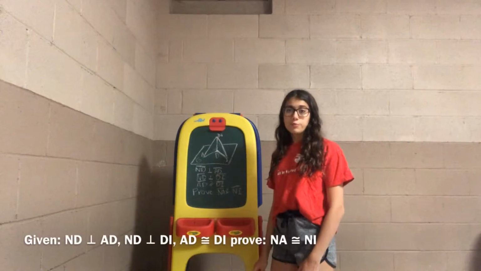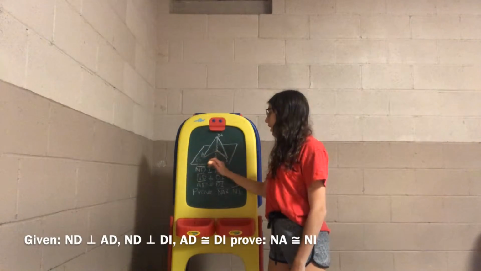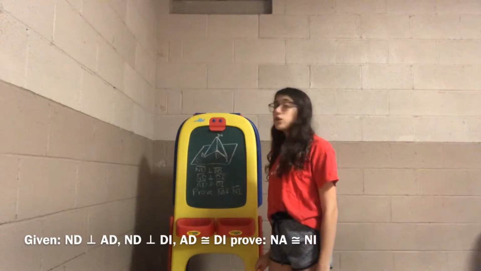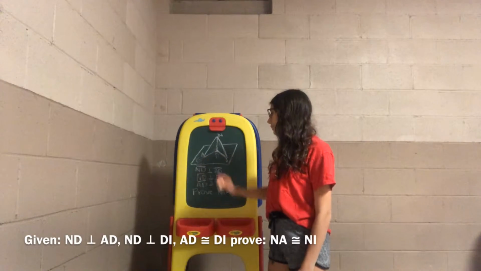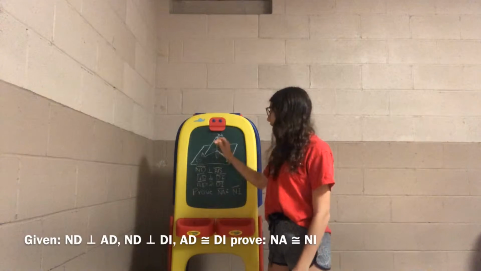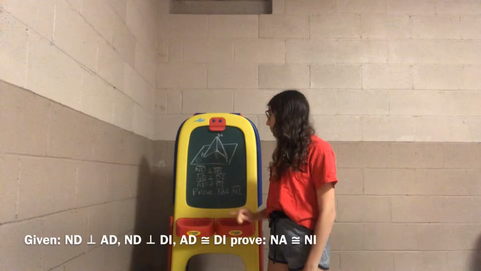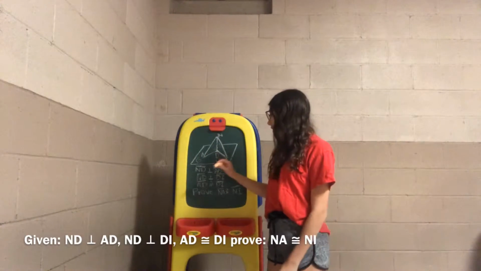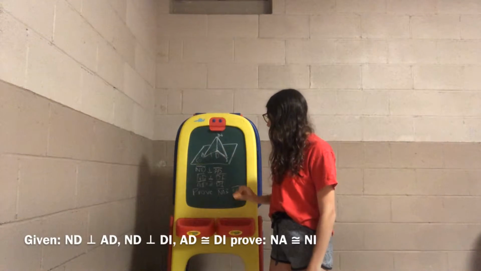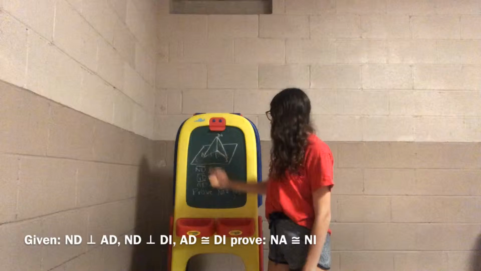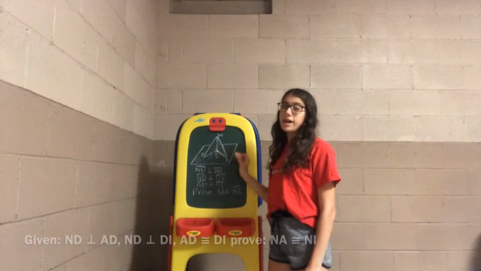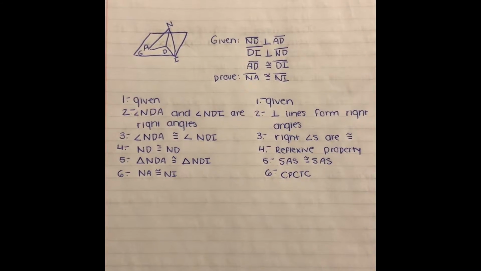Here's a practice proof. In the diagram, you have plane G and 2 triangles. You're given that ND is perpendicular to AD. You're also given that ND is perpendicular to DI. In addition, AD is congruent to DI. You have to prove that NA is congruent to NI. If your proof looks like this, you're correct.